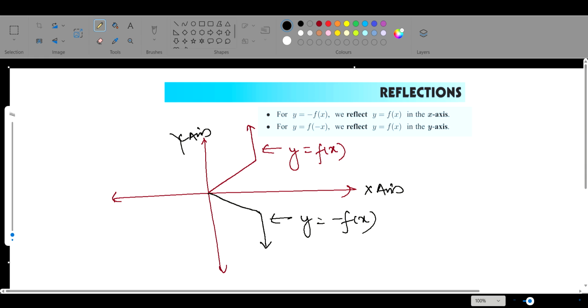Isn't it? And when I say draw the graph of y is equal to f(negative x) of the same, then you will draw like this. This is your reflection on the y-axis, that is y is equal to f(negative x).